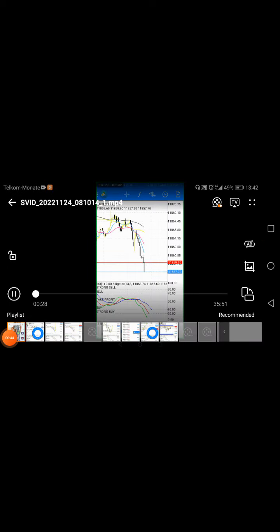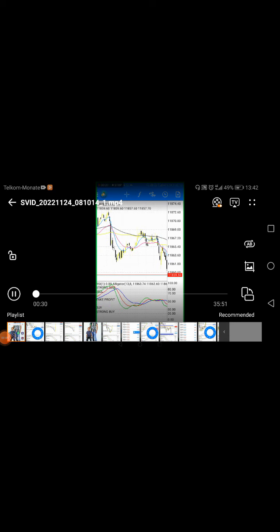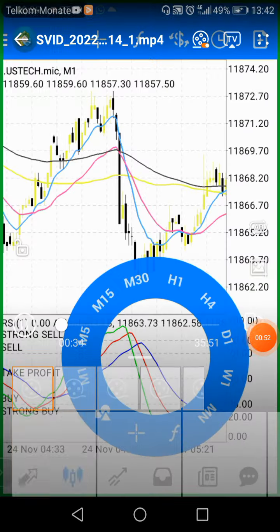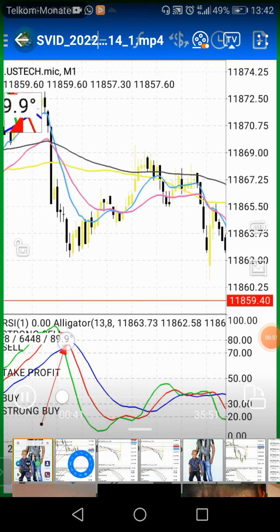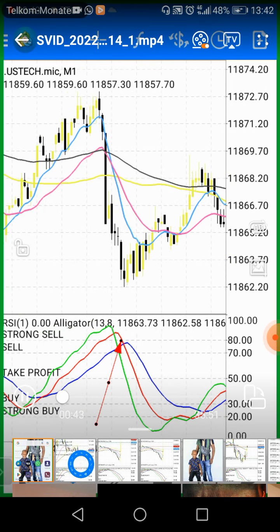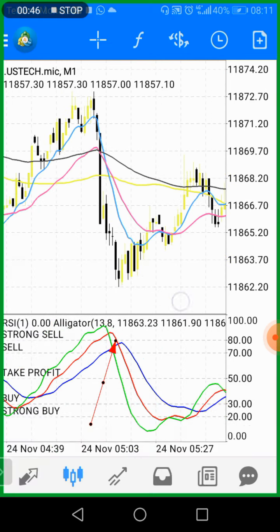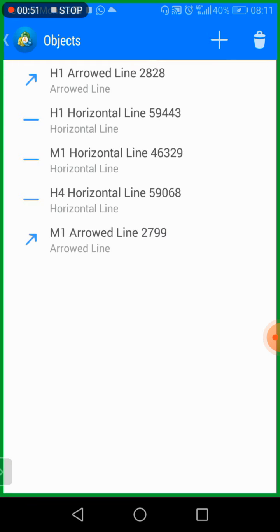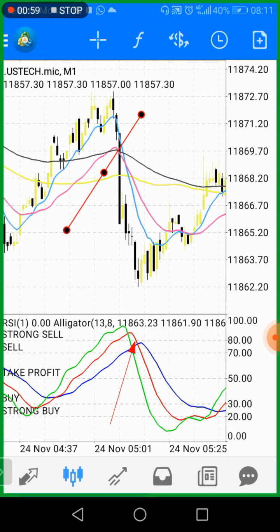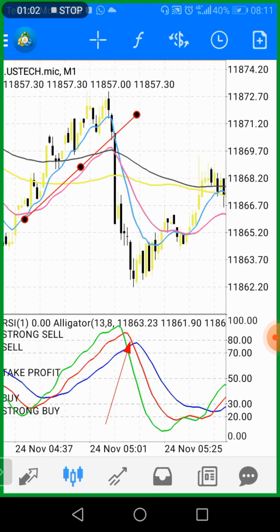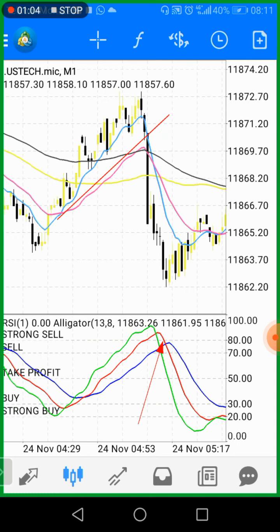For the strategy, guys, there are rules. For a reversal, we need our price to show us that our indicators are overbought. That's the first rule: the indicator must be overbought. And the second rule, our moving average must cross.